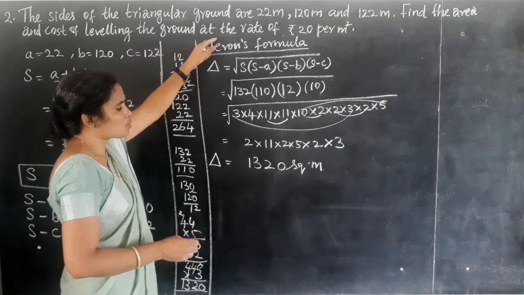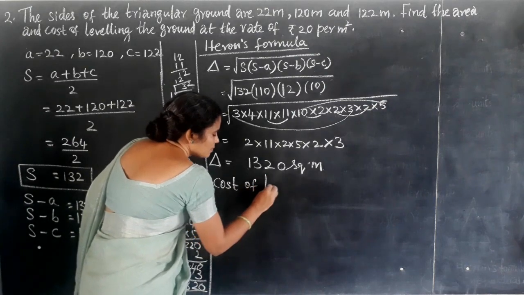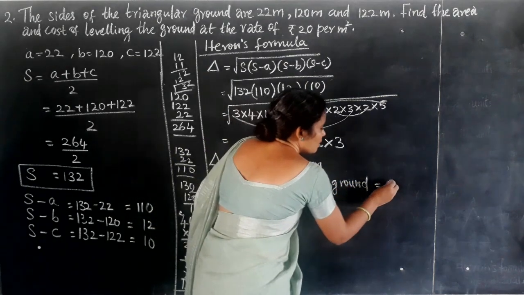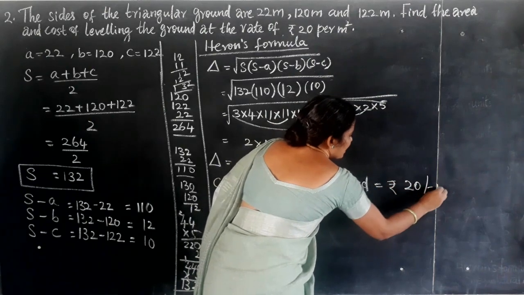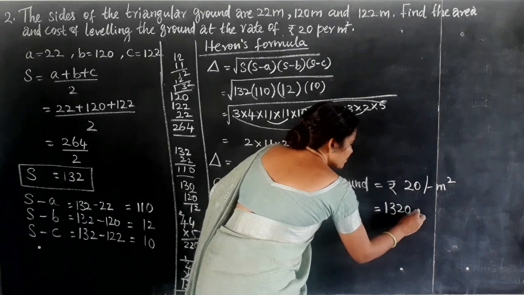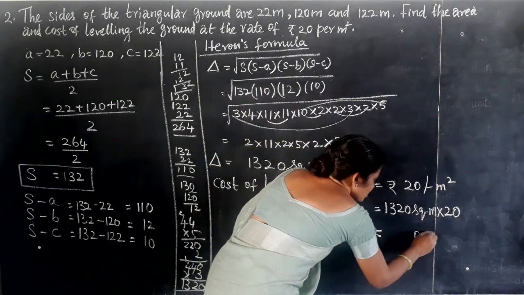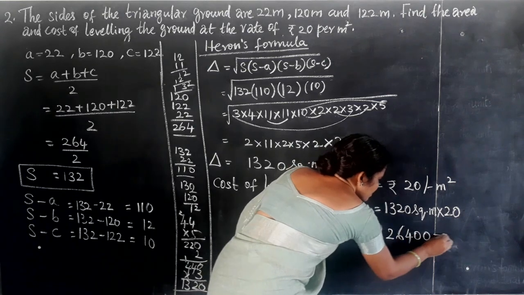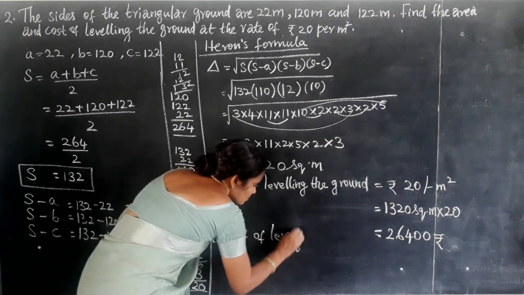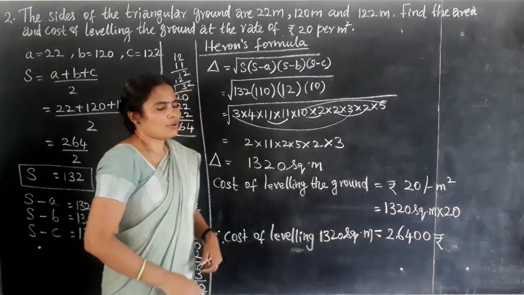Now, we have found the area of the triangle, and the cost of leveling the ground at the rate of rupees 20 per meter square. Here we have 1320 square meter into 20. Multiplying, we get 26,400 rupees. Therefore, the cost of leveling 1320 square meter is equal to rupees 26,400.